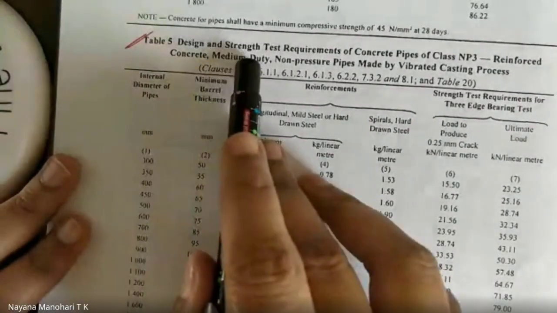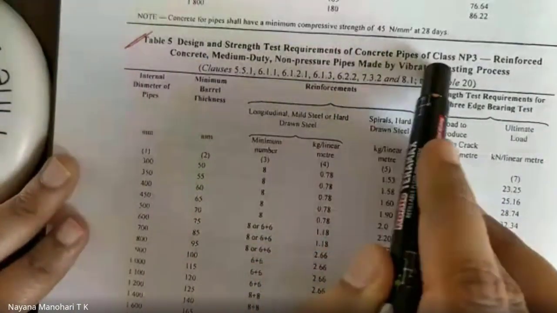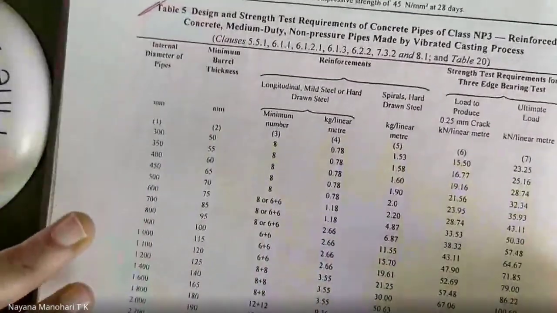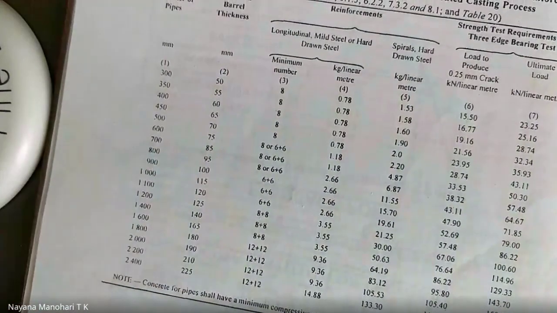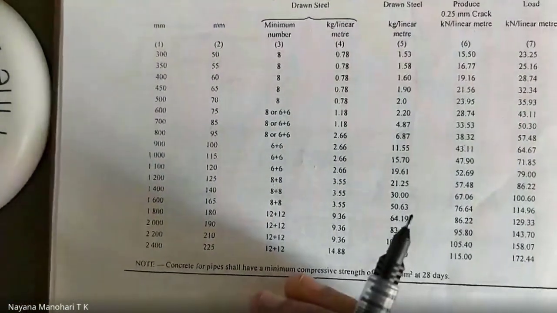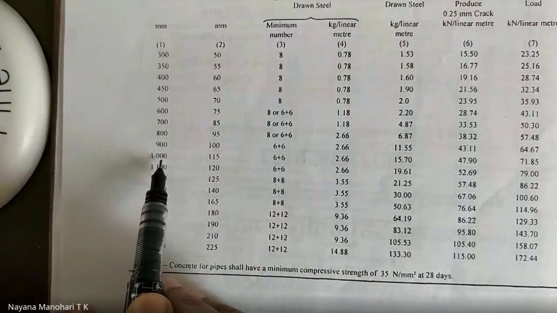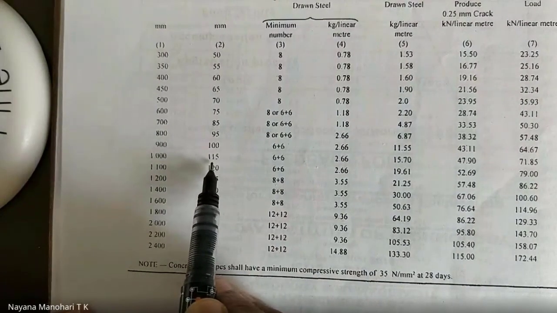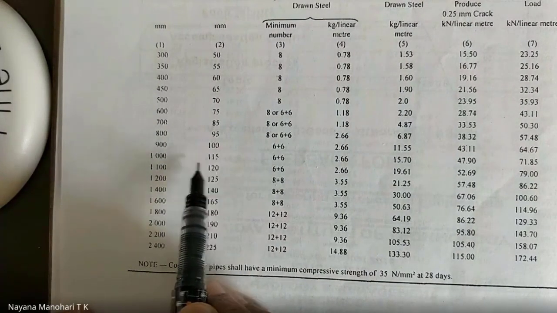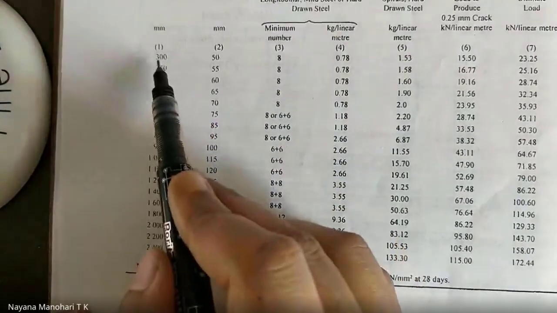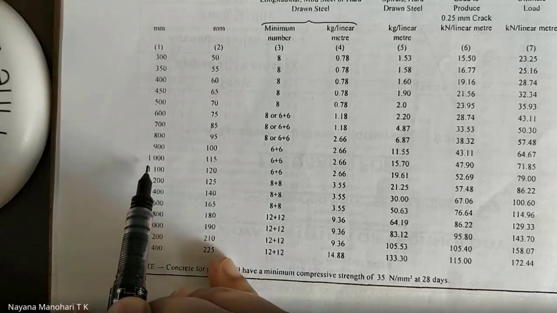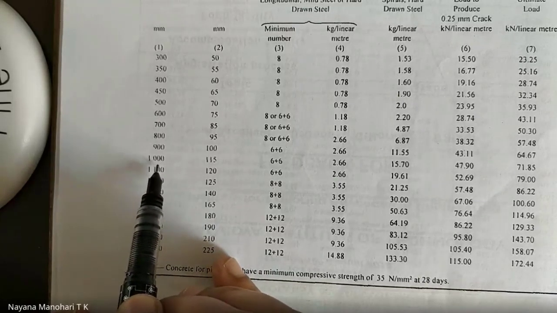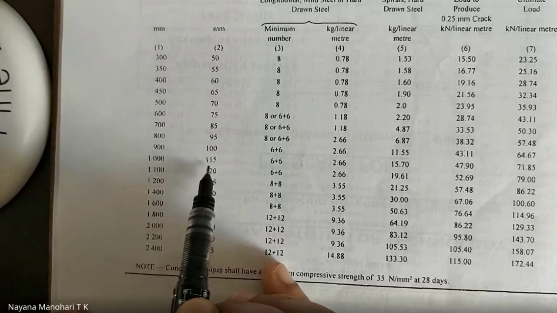The design and strength test requirements for concrete pipes of NP3. What is the inner diameter? You assumed it as 1000 mm. For this 1000 mm, what is the barrel thickness? It is 115. For different diameters, see here, from 300 to 2400 mm diameters are there. But what we have assumed is the inner diameter of 1000 mm. For 1000 mm, the barrel thickness is 115.